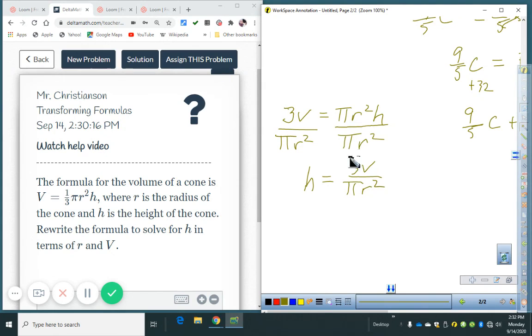The thing to remember here is you're still following the same steps as you would if these were numbers with one variable. So if there's multiplication going on, you're going to divide. If there's division going on, you're going to multiply. If there's addition, you're going to subtract, and so forth. So please keep that in mind as you do some more of these.